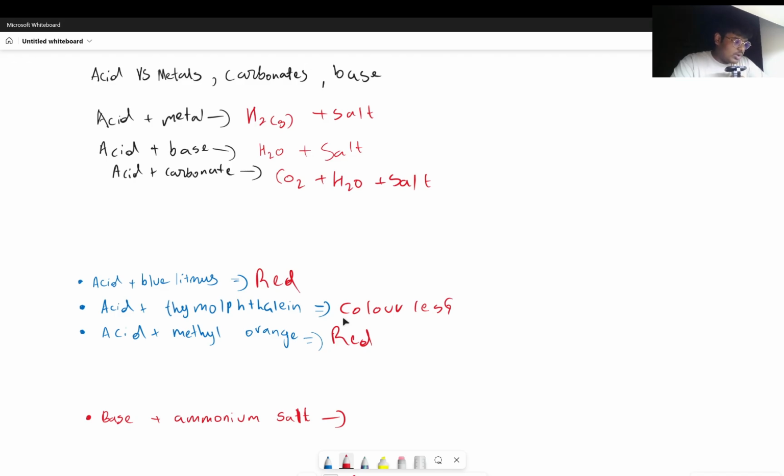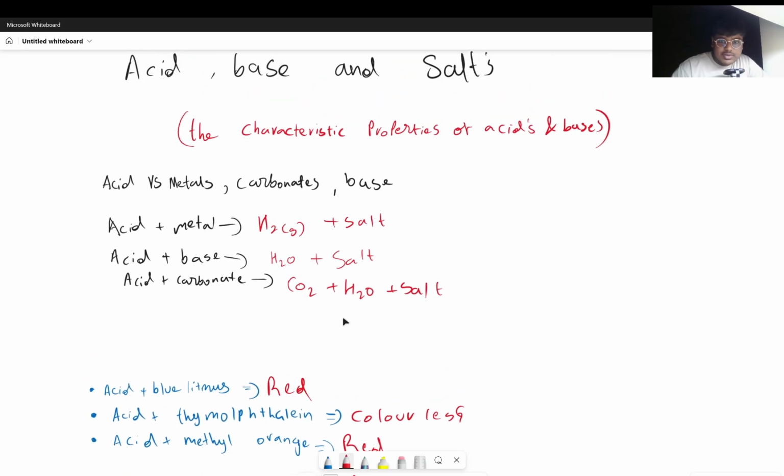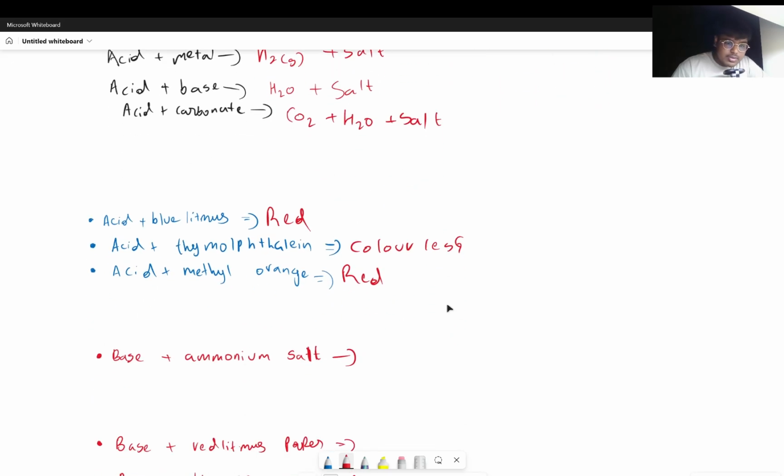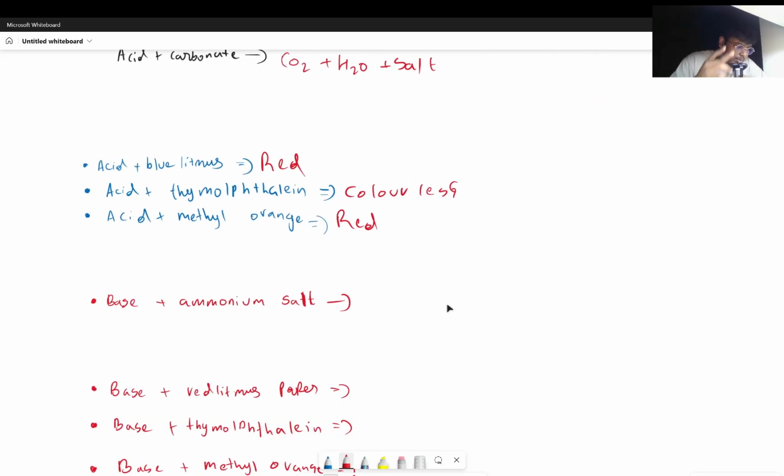Now the next one. So base plus, now we are going to base already, cause Cambridge obviously they will require you to know acid and bases, as the chapter is acid and bases. So for bases there are basically two equations. One is base plus acid.